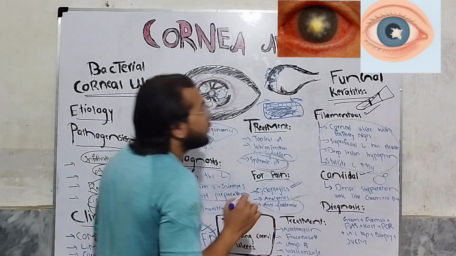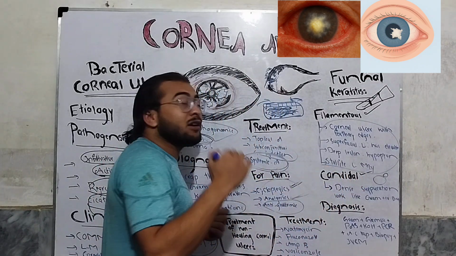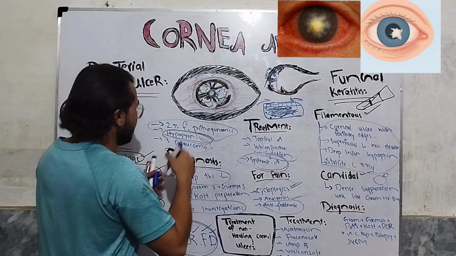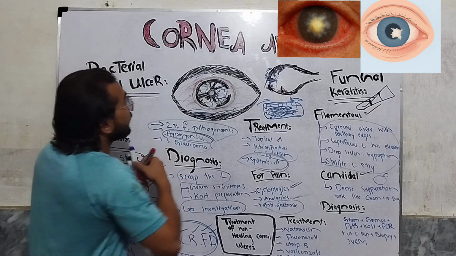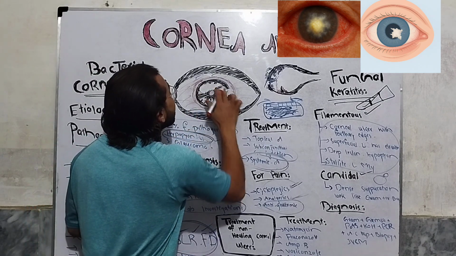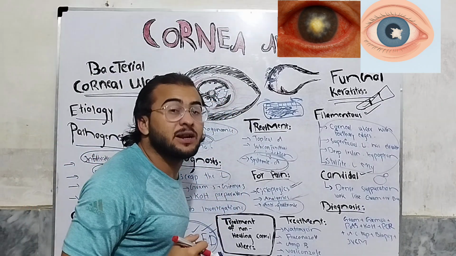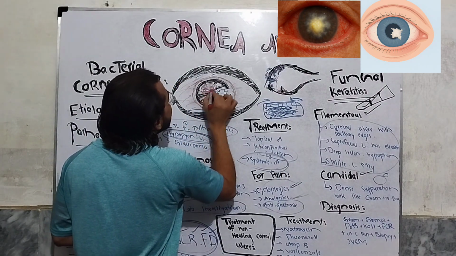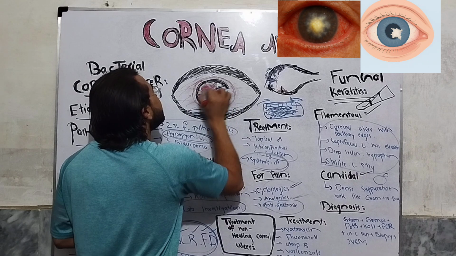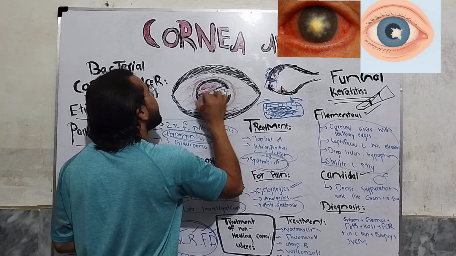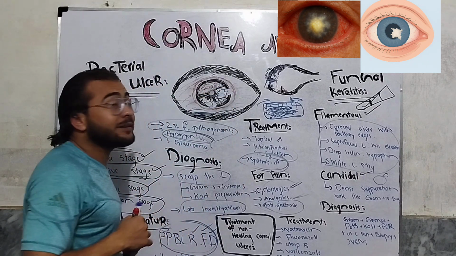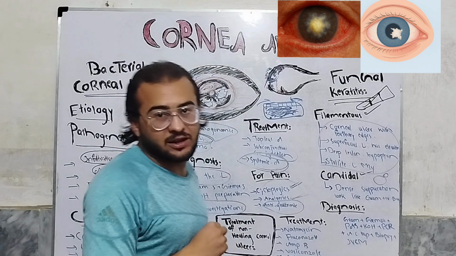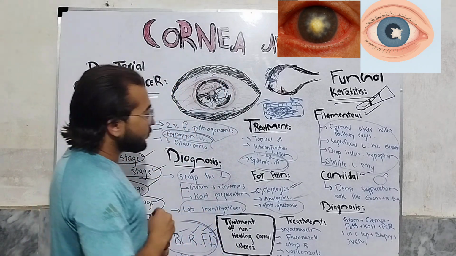This type of candidal keratitis causes dense suppuration in the cornea. It will look like it is caused by gram-positive bacteria, okay? So it will cause a dense lesion and dense suppuration in the cornea, which will look like it is caused by gram-positive bacteria, okay?